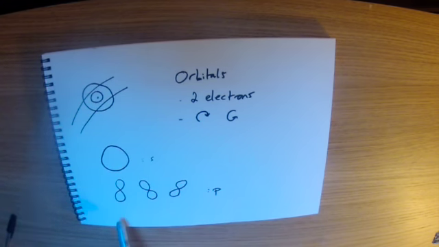And there's the D orbital, which can hold 2 electrons, but because the D subshell has 5 orbitals, there are 10 electrons within the D subshell.